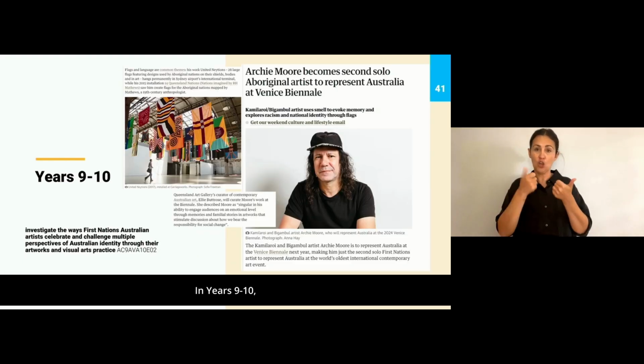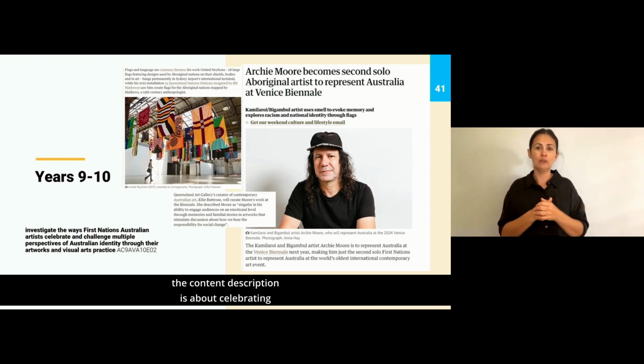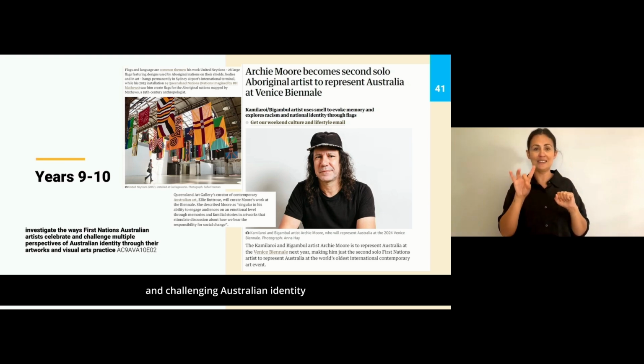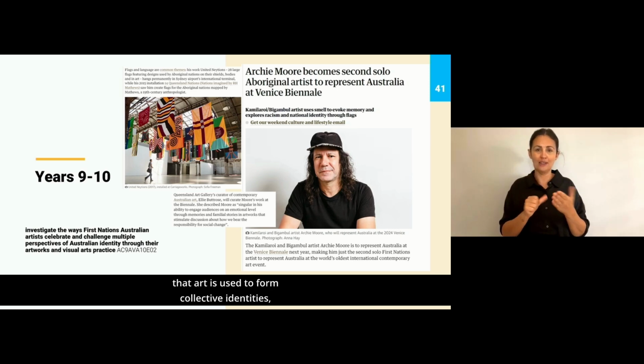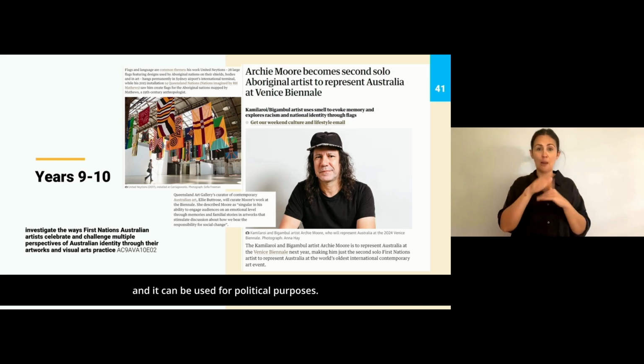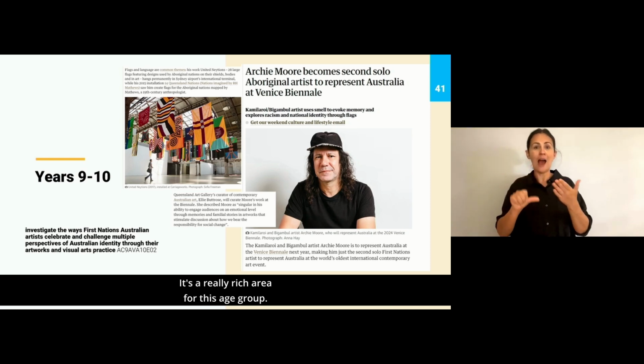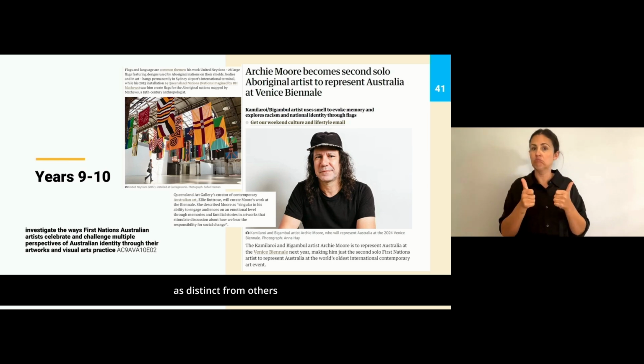In years 9-10, the content description is about celebrating and challenging Australian identity through artworks and visual arts practices. So this is an understanding that art is used to form collective identities, and it can be used for political purposes. It's a really rich area for this age group. They're also looking at their own identities as distinct from others and also working out where they fit in.